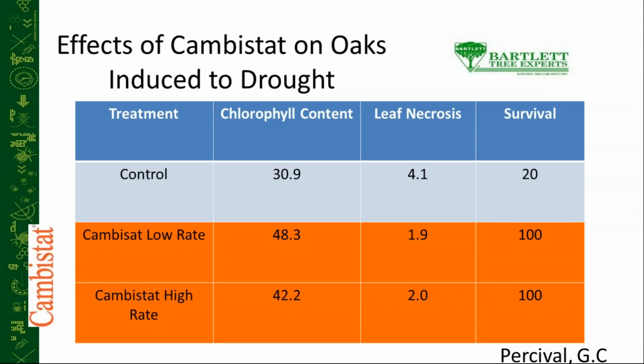We actually had a trial done with Dr. Glenn Percival over in the UK on the effect of drought with oak trees. You'll notice that even with low rates and high rates of Cambistat, the survival rate of drought-stressed trees was much higher, 100 versus 20 in both instances, drought versus untreated. So it's a tool that you can use, leverage, and manage your trees long-term over many, many cycles of application to alleviate some of those drought conditions.